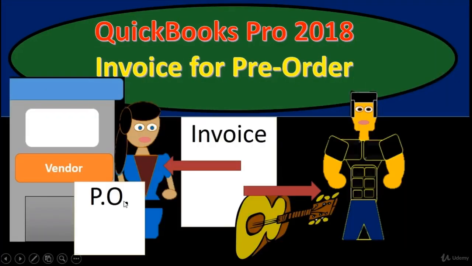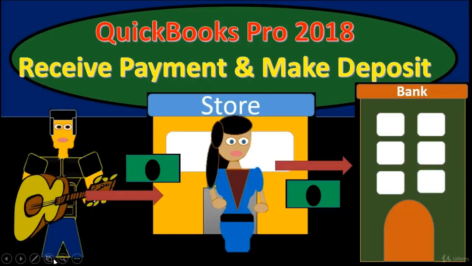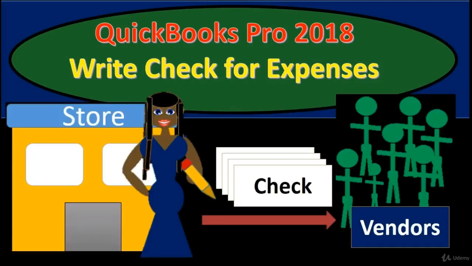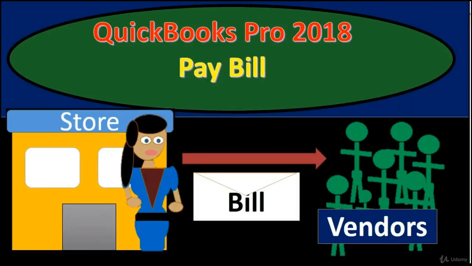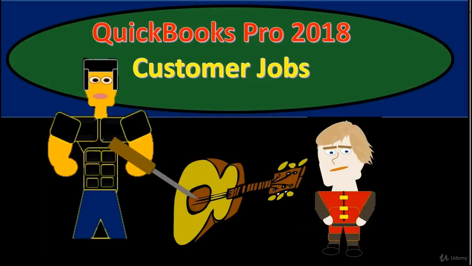Inventory payments within this section. We're going to invoice for a pre-order within the section, so we're going to invoice for an order that has been made. We're going to receive payment and make deposits and show that process within this section. Write checks for expenses and see the normal expenses and the writing of checks and how checks could be processed within the QuickBooks system. We're going to pay bills within this month, and we're going to have a customer job.